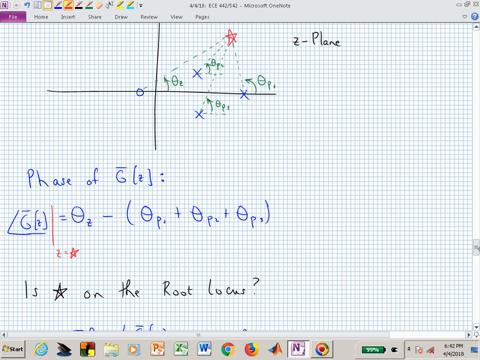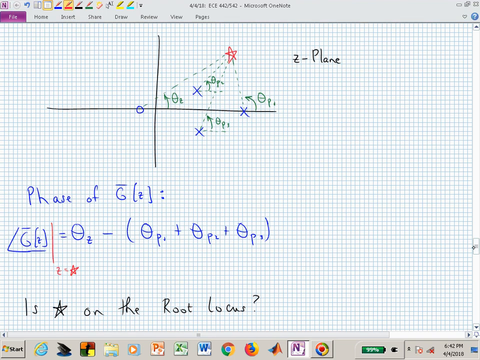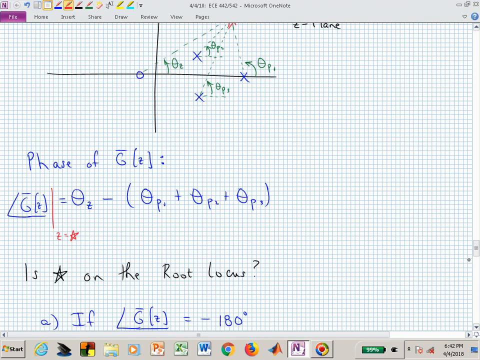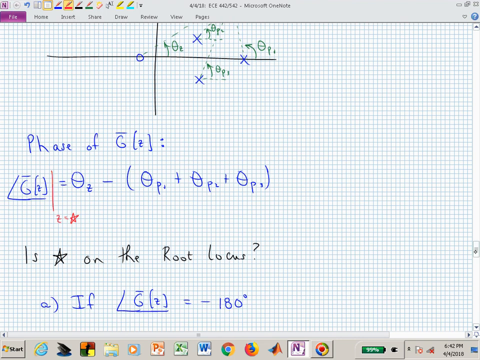Now, here's a question. Is star on the root locus? You've already calculated the angle of G bar at star. Do you have a quick way of finding the answer to this question? All you have to do is say, if the angle of G bar of z is equal to 180 minus 180, is star on the root locus?